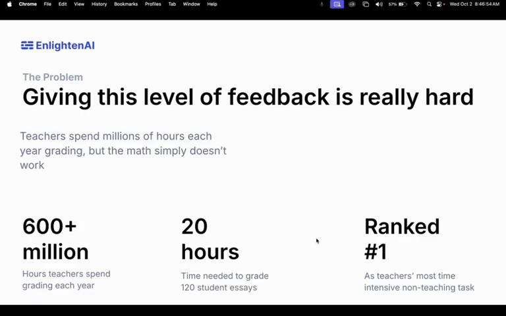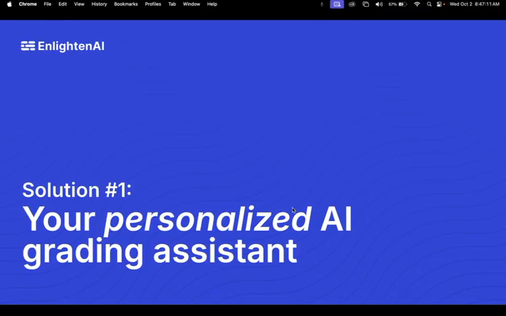But when you do give that good feedback, is it useful? Are students actually using it and applying it? Or did you spend all that time giving some detailed feedback for it to just go by the wayside with the majority of students? Well, Enlighten AI, this first solution, is that it is your personalized AI grading assistant.